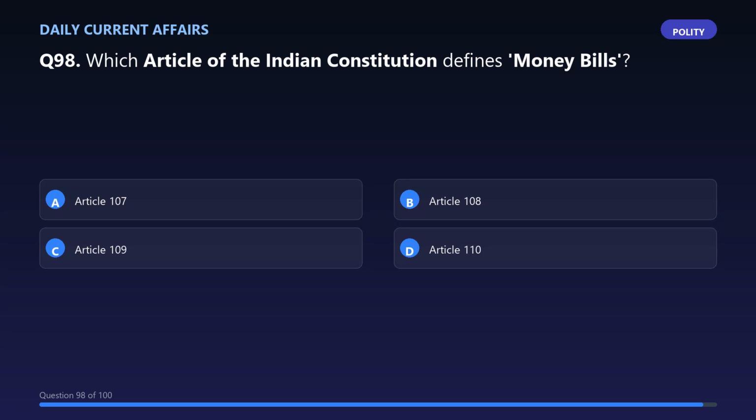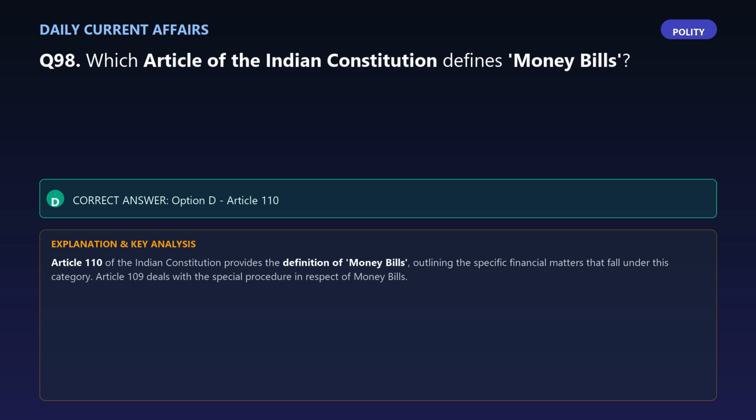Question 98. Which article of the Indian Constitution defines money bills? The correct answer is option D, Article 110. Explanation: Article 110 of the Indian Constitution provides the definition of money bills, outlining the specific financial matters that fall under this category. Article 109 deals with the special procedure in respect of money bills.